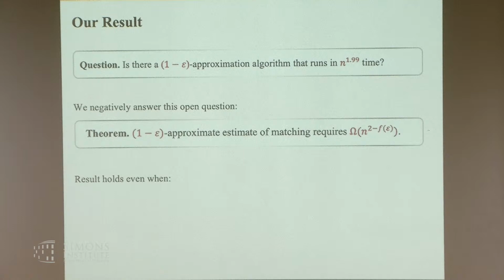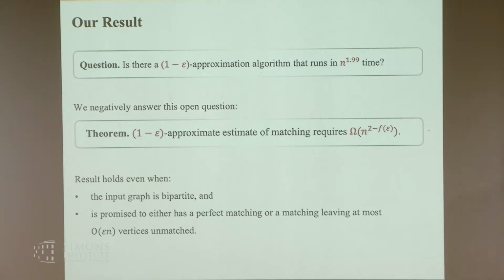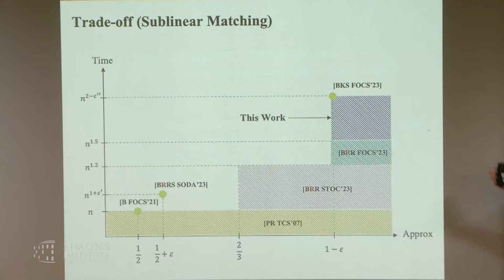This result also holds even when the graph is bipartite, and also when we are promised that the input graph either has a perfect matching or a matching that leaves at most epsilon n vertices unmatched. So this new result shows that this algorithm here is optimal.